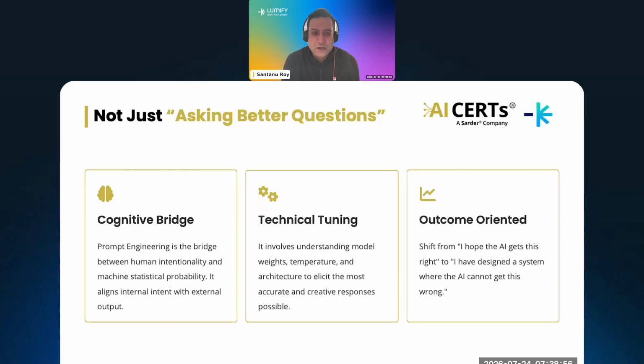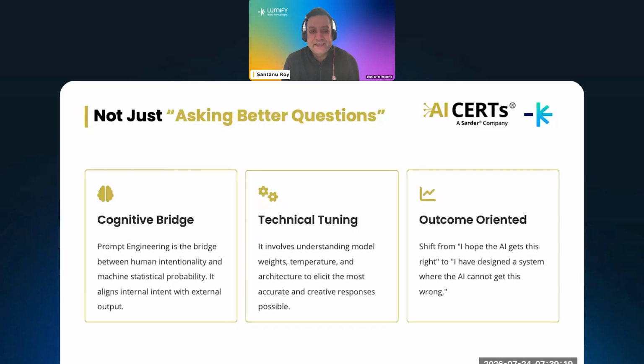By definition, cognitive bridge means connecting your mind with AI's mind. It means you tell the AI systems what you really want, and those AI systems will turn them into productive, good output. Good prompts will help the AI systems to understand your intentions clearly.